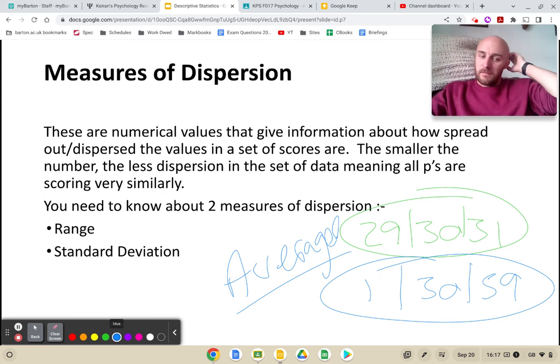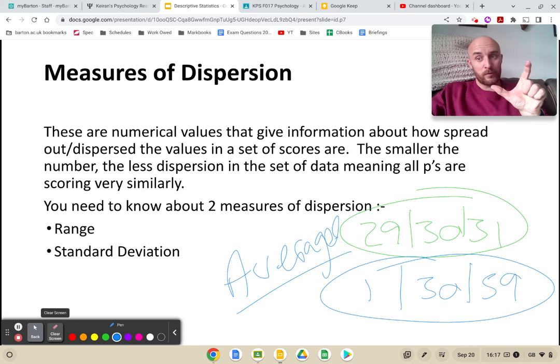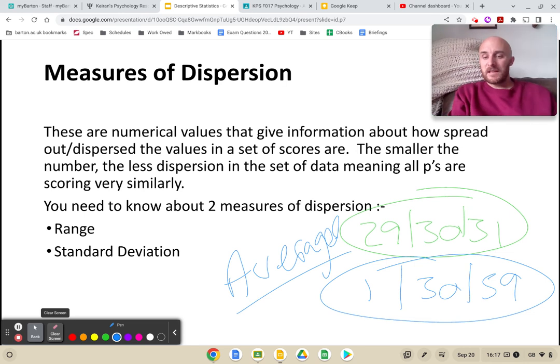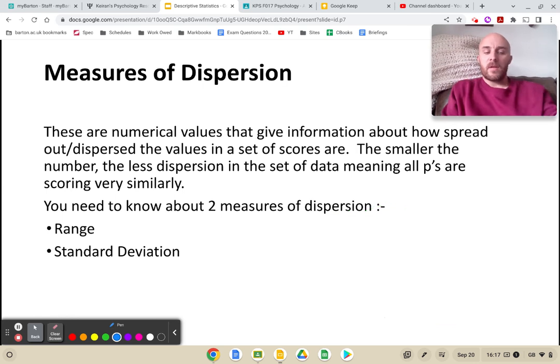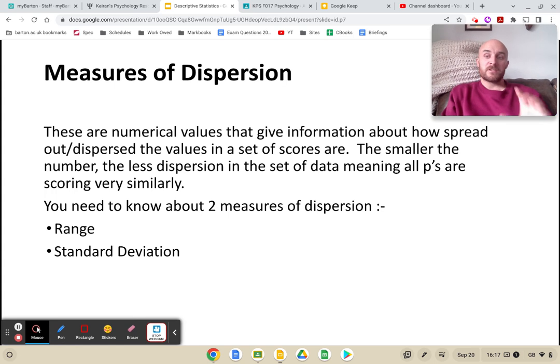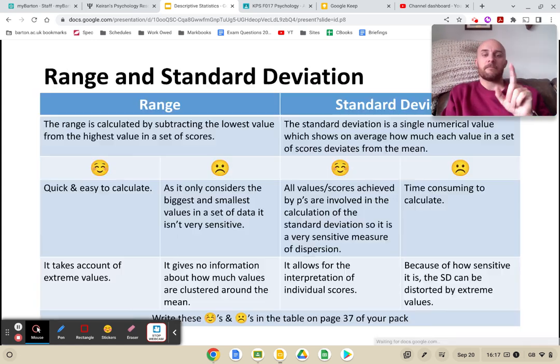The other thing that comes to mind is measures of dispersion, how spread out the data is. If you look at this data just here, that's not spread out at all. In fact, all of this data is spread quite neatly around the mean. Whereas if you have a look at this one just down here, the data is much more spread out. So average is not the only thing here. You also need to know quite a lot about measures of dispersion, including the range and the standard deviation.